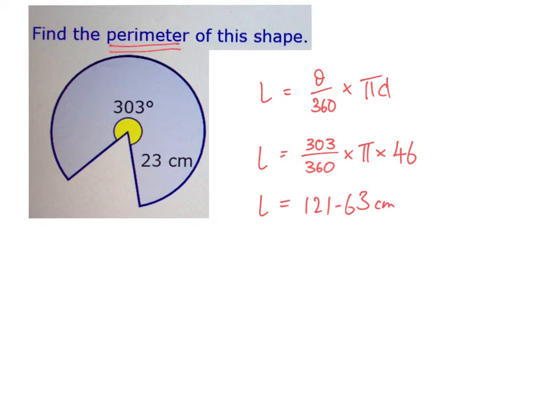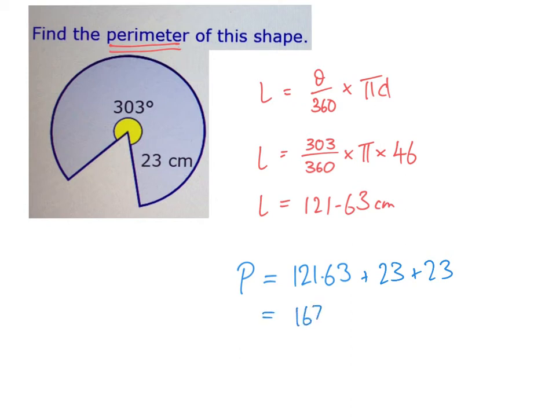However, just be careful. We're asked for the perimeter of the shape. And the perimeter is not just the arc length. Don't forget, the perimeter is the distance round the whole of the shape. So the perimeter here takes into account the arc length, but also these two bits here. So when I want to find the perimeter, I just start a new line. P equals the arc length plus these two wee extra bits. And these two wee extra bits are just radii. So plus 23 plus 23.